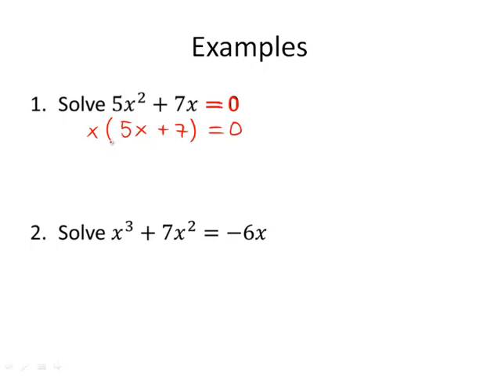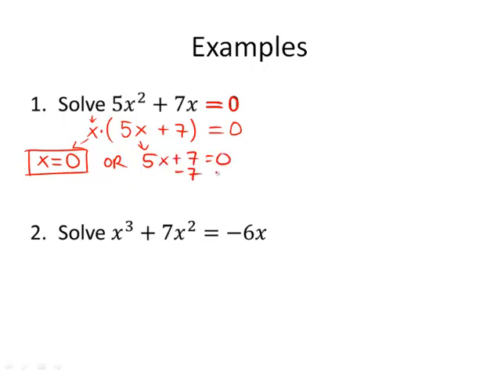Great. You want to make sure it's factored completely, and that every single factor which multiplies together to 0 will be considered as a separate equation, because if x was 0, it would make the equation true. If x was something that made 5x plus 7 0, then it would make the equation true. So we're using the 0 property here. If x equals 0, that's it. That's one option. Or 5x plus 7 could be 0.